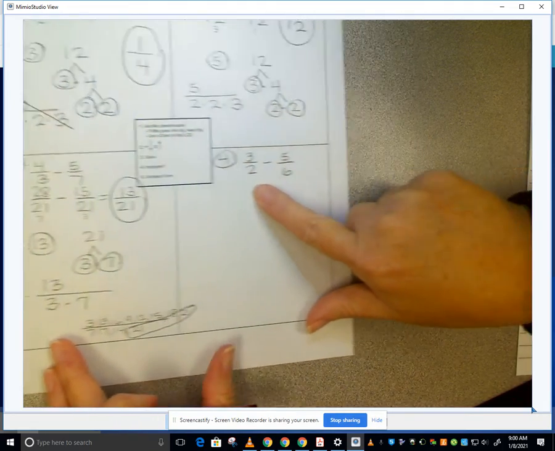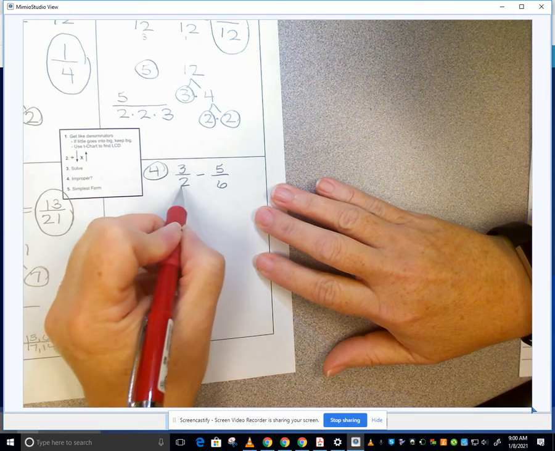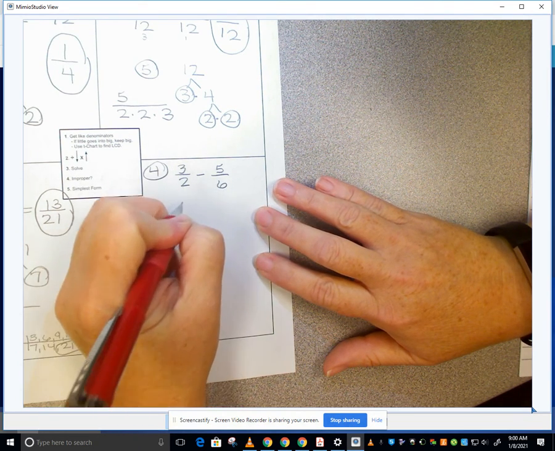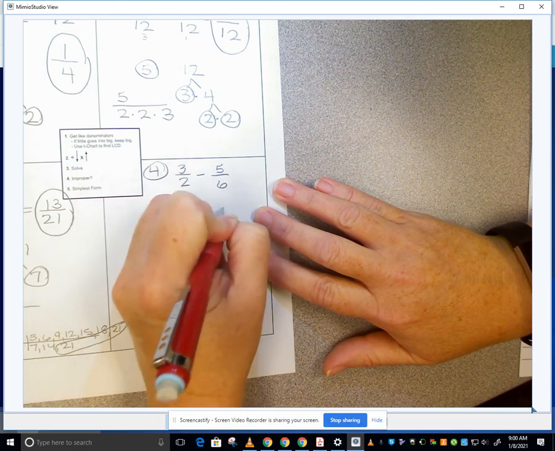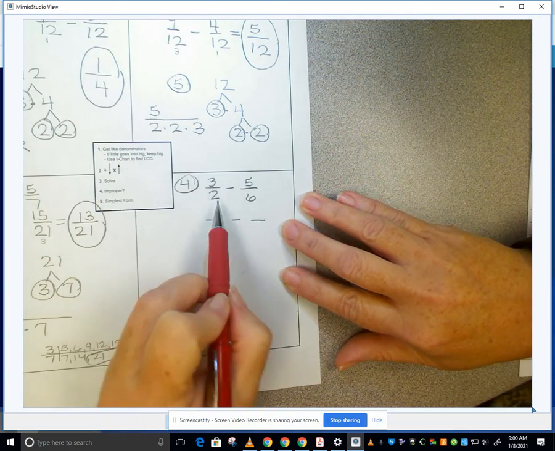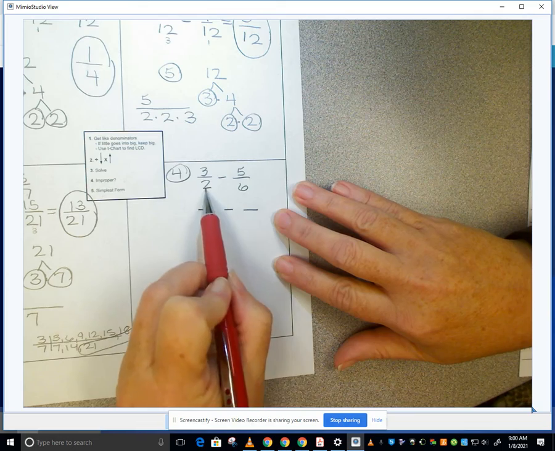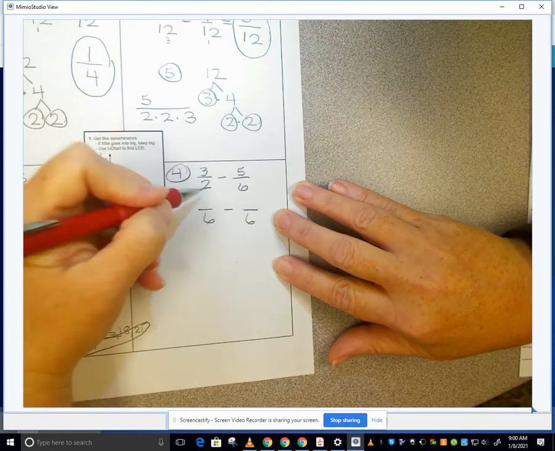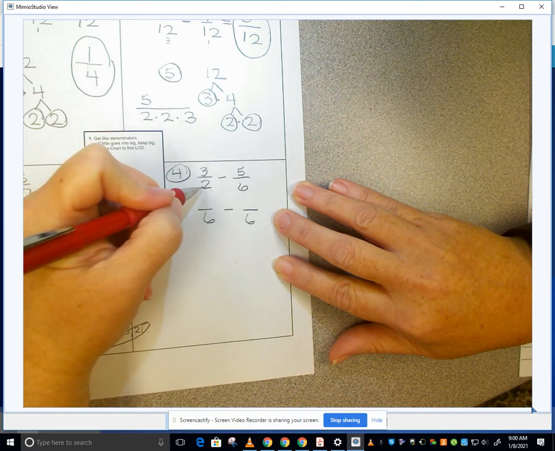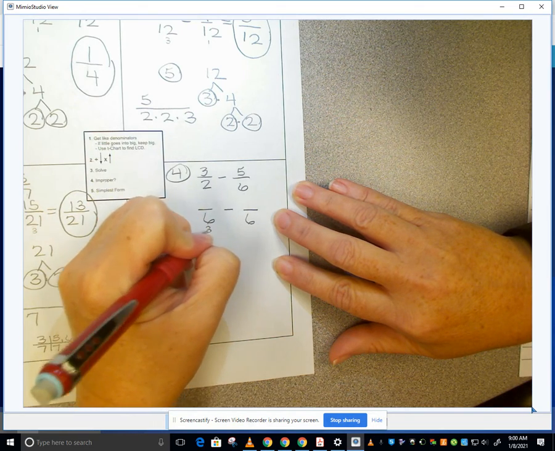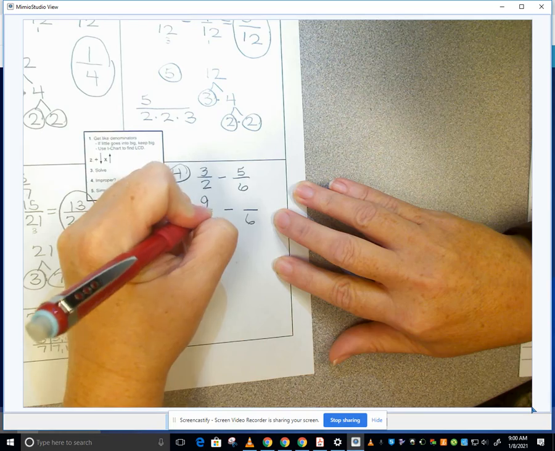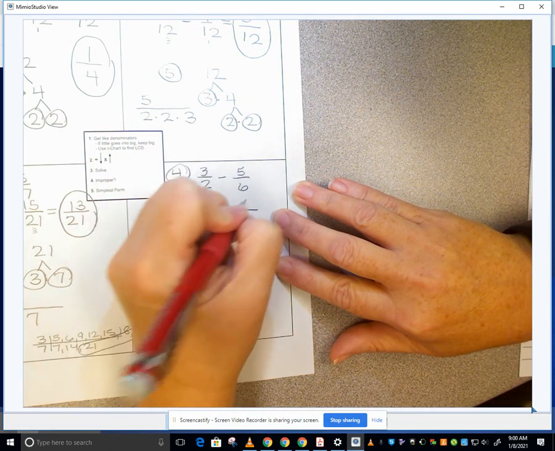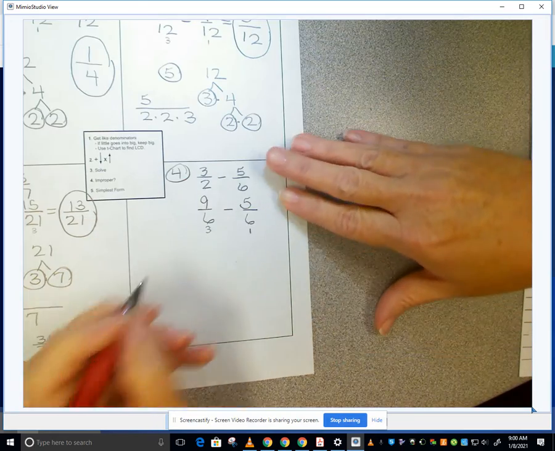Okay, let's go to number 4. 3/2 minus 5/6. Go ahead, rename it. Will little go into big to get a new denominator? Will 2 go into 6? Yes, love it. So we'll keep 6. Divide down, multiply up. 2 will go into 6 3 times. 3 times 3 is 9. 6 will go into 6 1 time. 1 times 5 is 5.